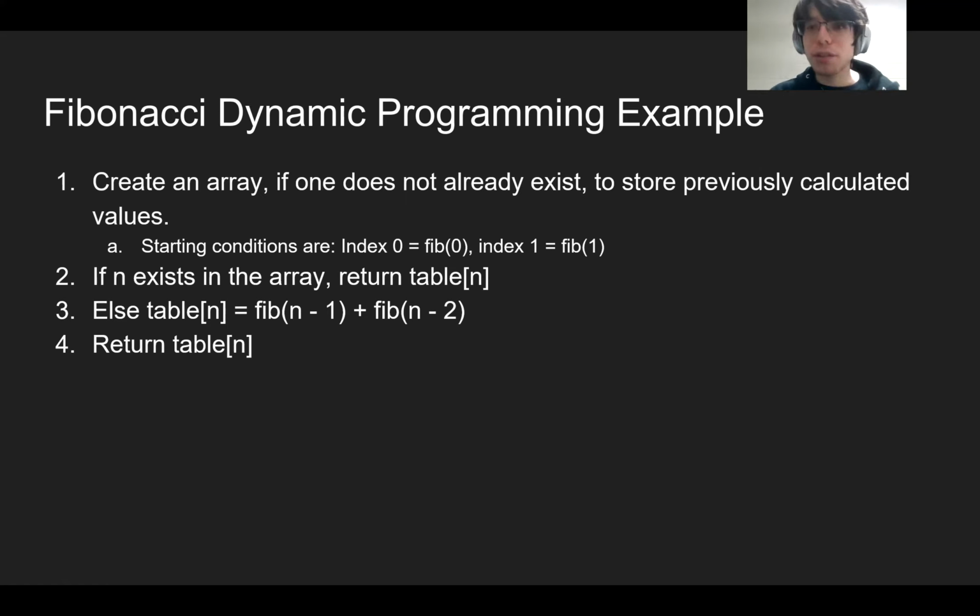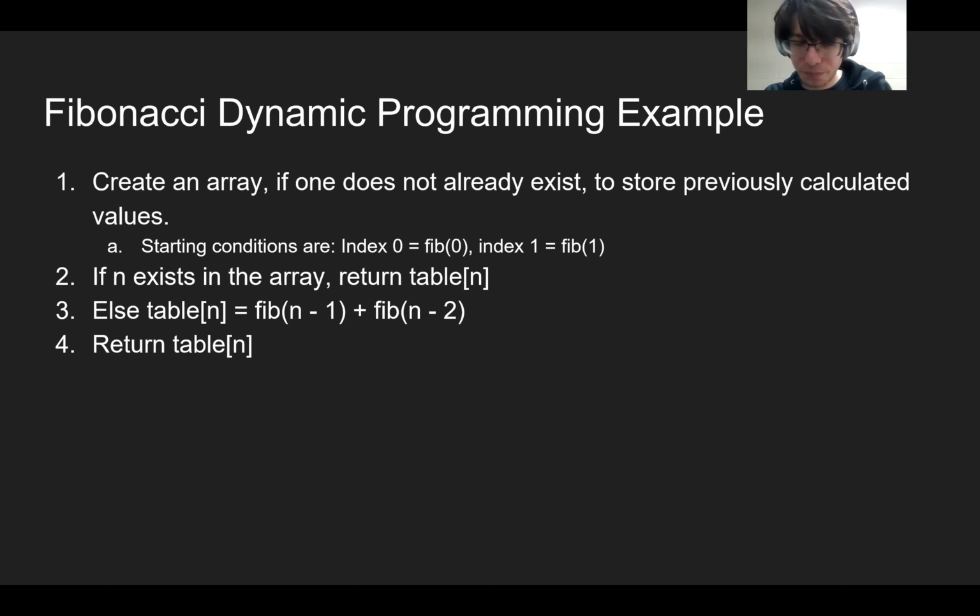So for the code itself, how will we do that? Well, we create an array to store the previously computed values. Our starting conditions are: index 0, we make Fibonacci 0; index 1, we make Fibonacci 1. And then if n exists in our array already, that would mean that we've already found it, right? Then we just return table n.